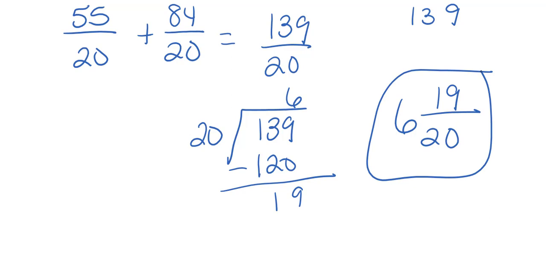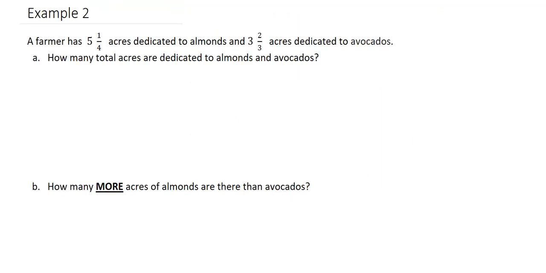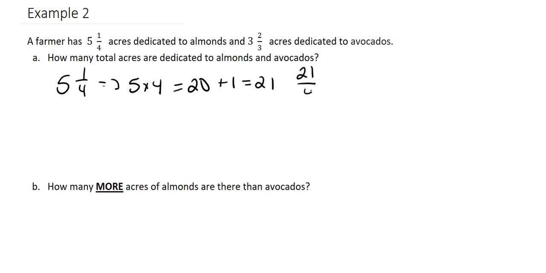Now let's go ahead and look at the next example. Example 2. A farmer has 5 1/4 acres dedicated to almonds and 3 2/3 acres dedicated to avocados. So how many total acres are dedicated to almonds and avocados? So let's convert these to improper fractions first. So we have 5 1/4, so 5 times 4, that's 20. Then we add the 1, so that's 21. So we get 21 over 4.